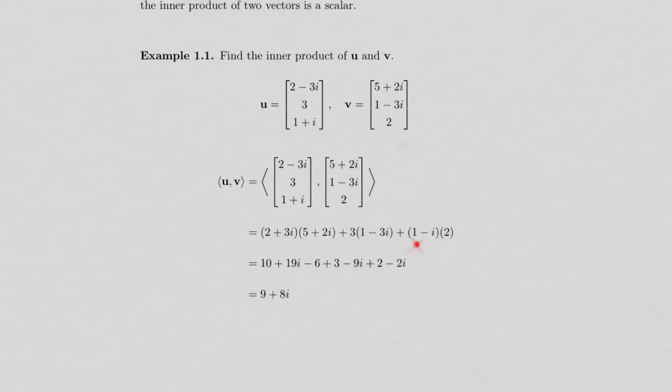And then I do the arithmetic, combine the like terms, if you will. The real parts get added together, 10 minus 6 plus 3 plus 2, to give me 9, and the imaginary parts get added together to give me 8i. The inner product of u and v then is the complex number 9 plus 8i.